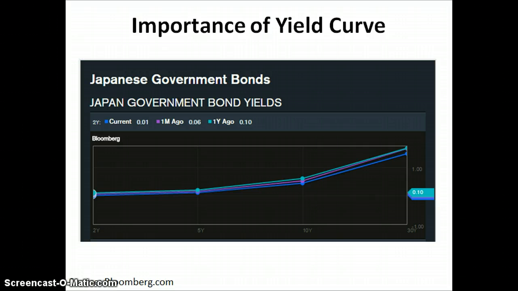Second, at a micro level, for example, holders of adjustable rate mortgages can use the yield curve to predict if interest rates are expected to increase or decrease, which would affect their mortgage rates.